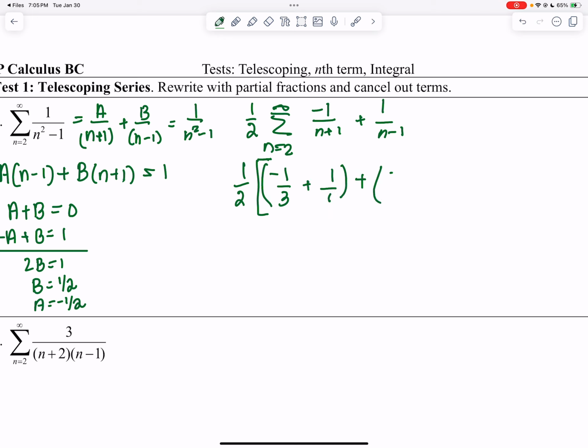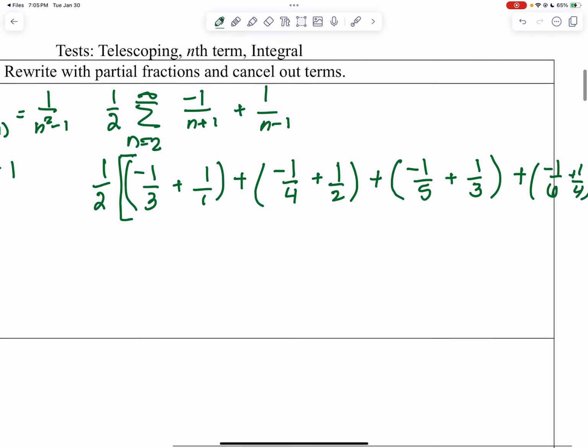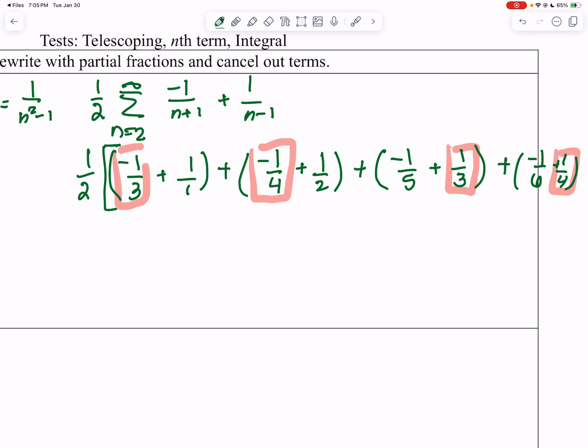So that's the first term. This is term 2. This is term 3. This is term 4. This is term 5. And so forth. Now you'll start seeing that the numbers will kind of repeat themselves, like this 1/3 and 1/3. And you'll know that since this is negative and this is positive, this is going to cancel out. Same thing with the 1/4, this is going to cancel out. And then same thing with the 1/5, if I were to continue on, this is going to cancel out.